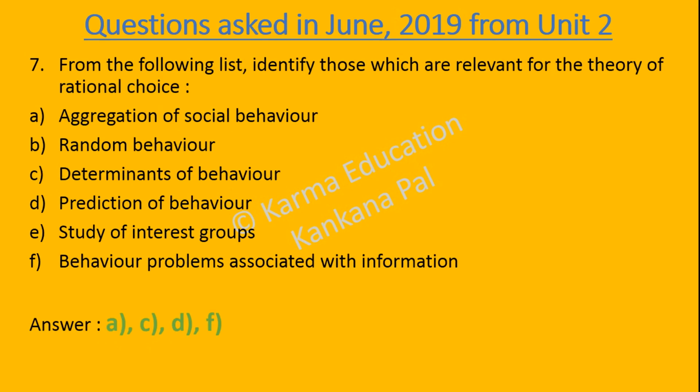In this question, you have to identify the relevant options for rational choice theory. Rational choice theory indicates that individuals are rational. They have interests. They make choices to increase their utilities. They make choices in a very rational way. As per this concept, option A, aggregation of social behavior, option C, determinants of behavior, option D, prediction of behavior, and option F, behavior problems associated with information, will be the correct options over here.